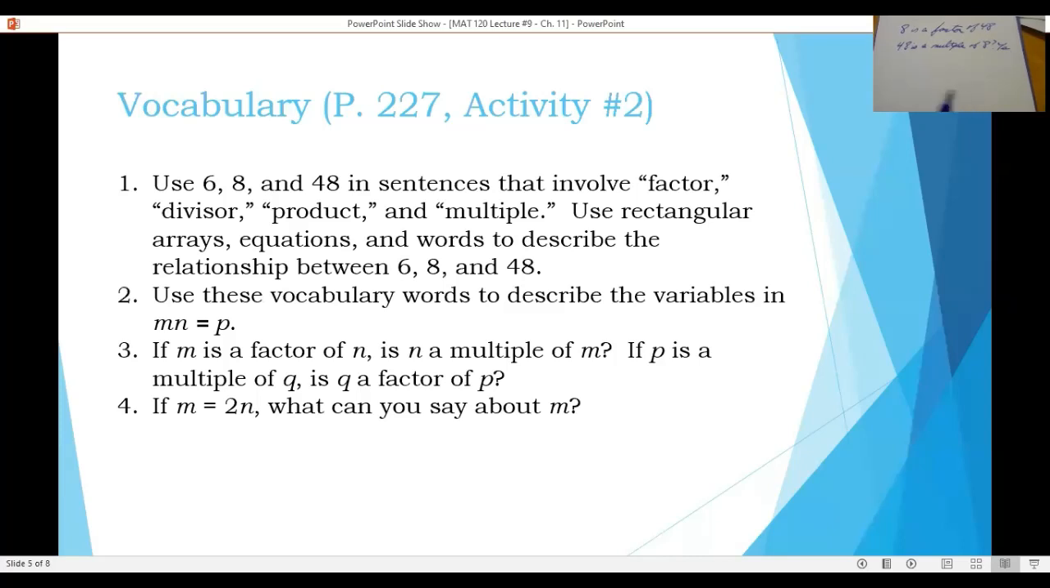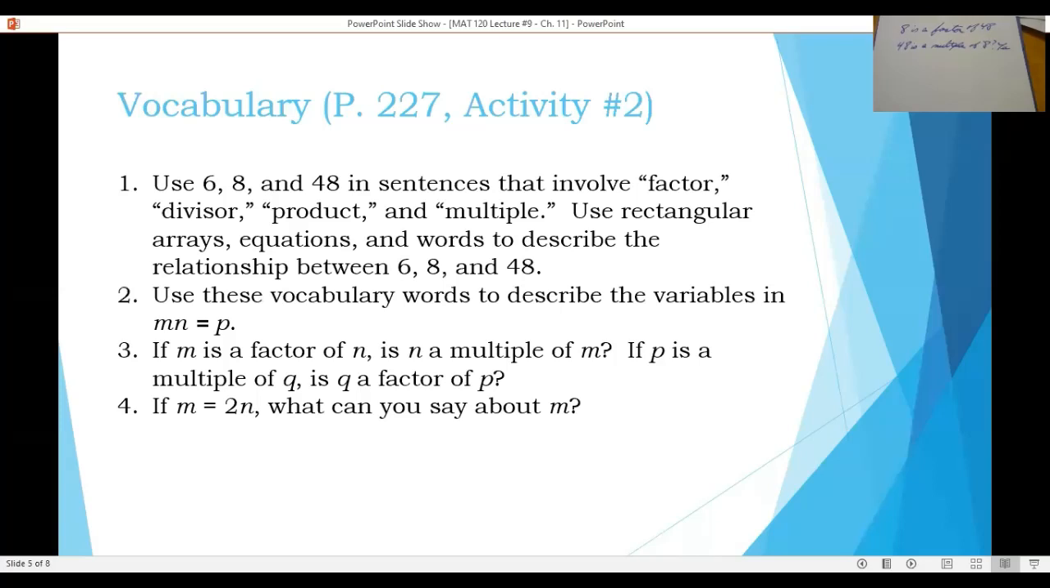Notice that for q and p, it's the same scenario, except you're using q as m and p as n, and it's the same question, but with different letters. Just take a close look there and you'll see what I mean. So whether it's p and q or n and m, it's still the same situation.